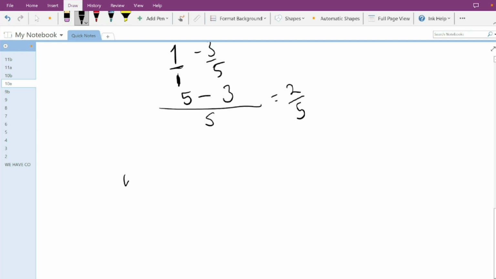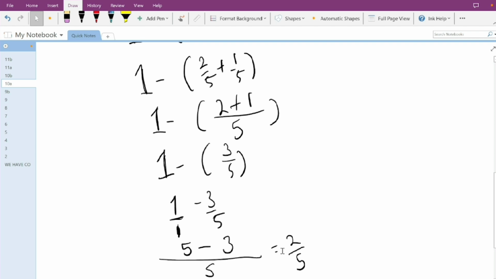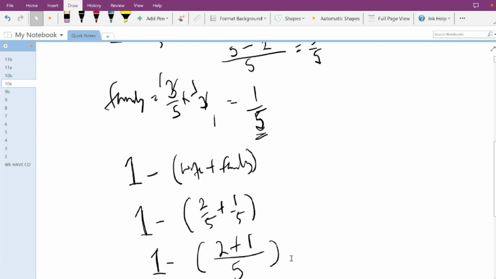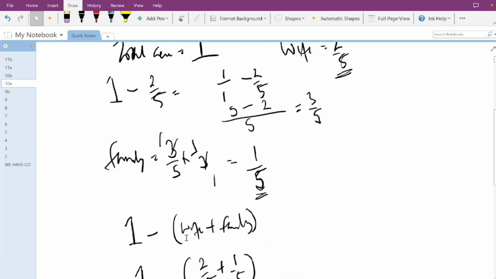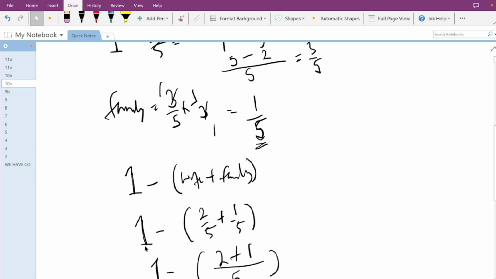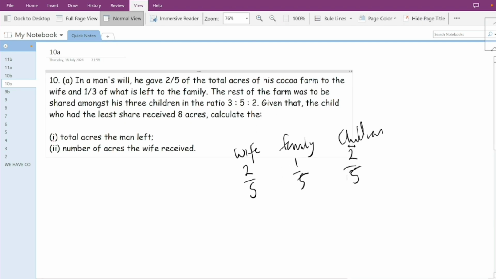So we know the wife received 2/5. The family, that's extended family most likely, received 1/5, and the children received 2/5. Here we know the children actually received 2/5, and if you go back to how we got it, the wife received 2/5, the family received 1/5. We add what they received together and subtract it from the 1 that represents the total number of acres the man left behind. Now that we know what the children got, the family and the wife, we'll go to the other part of the question.